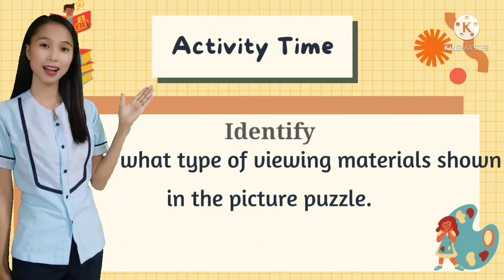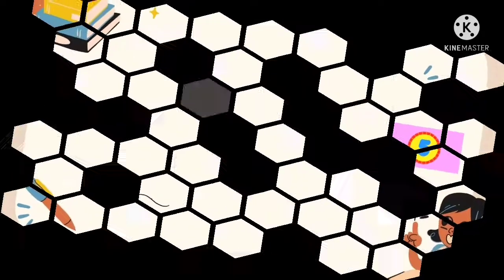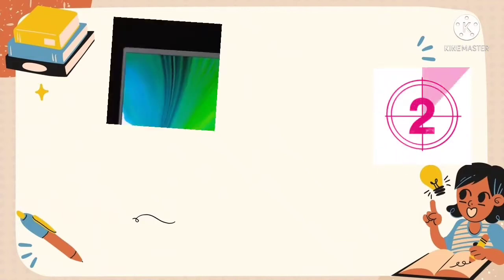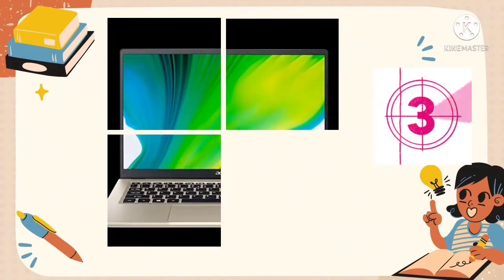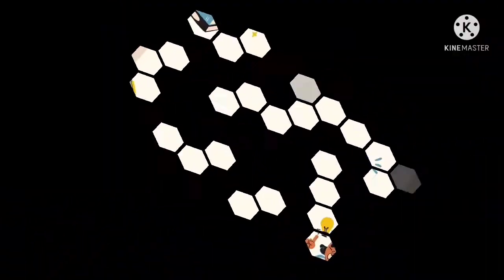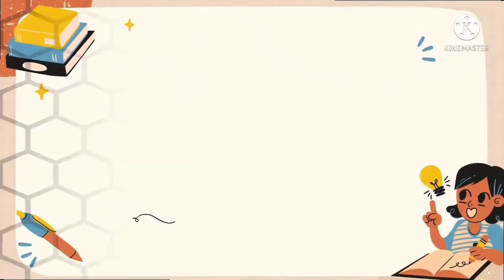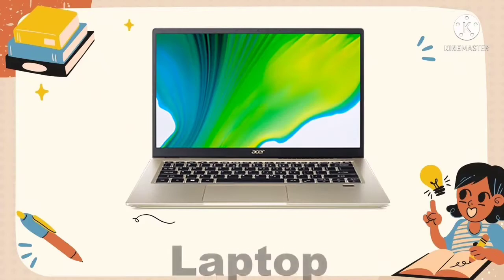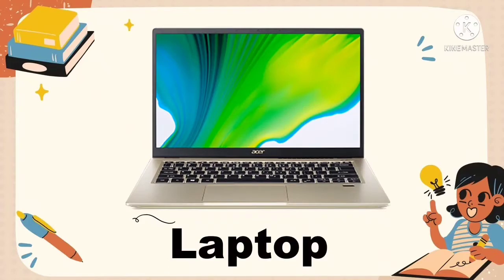Let us have our activity. Identify what type of viewing material is shown in the picture puzzle. Number 1. The correct answer is laptop.